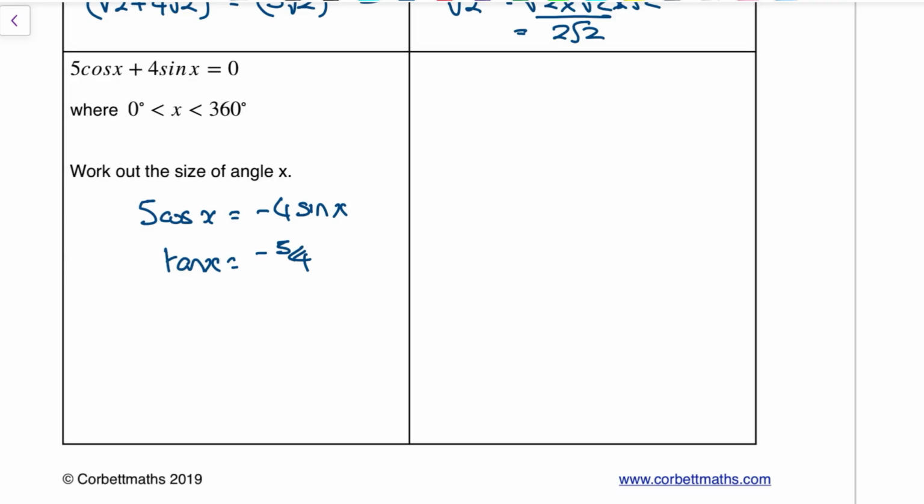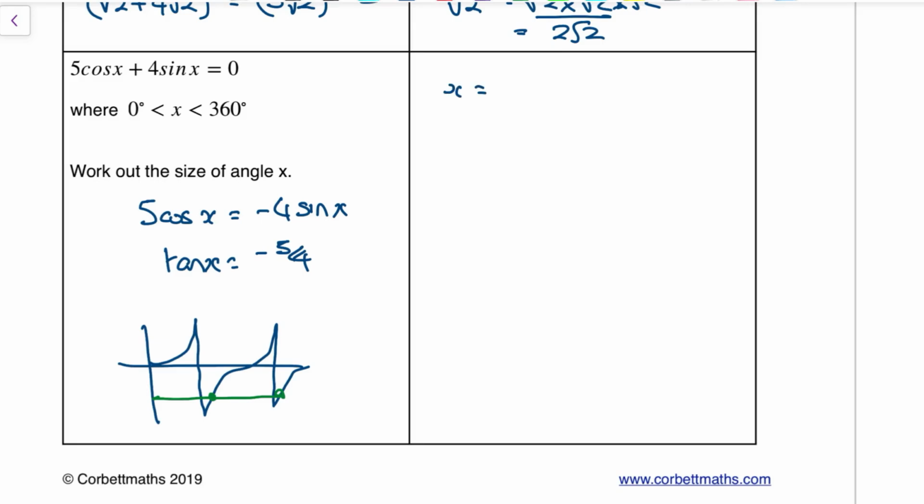Now, because it's between 0 and 360, if I draw a quick sketch, it's easier to explain. The tan x curve comes up, down, up again, and to the start. And minus 5 over 4 has 2 solutions. One's just above 90 and one's just above 270. So I know what I'm looking for. So let's get my calculator out.